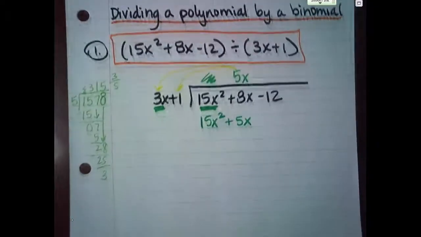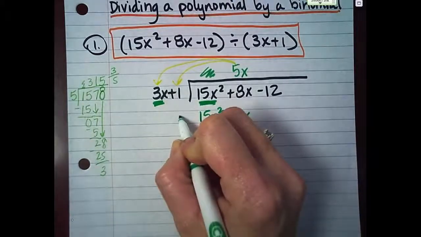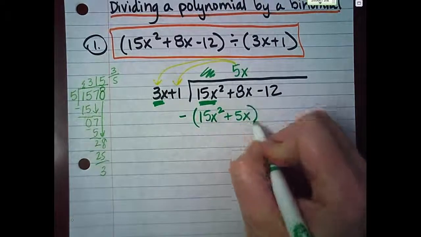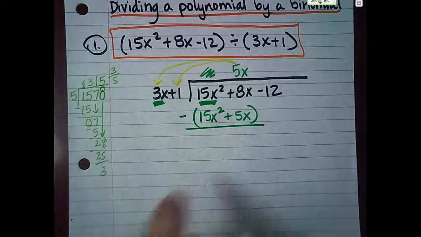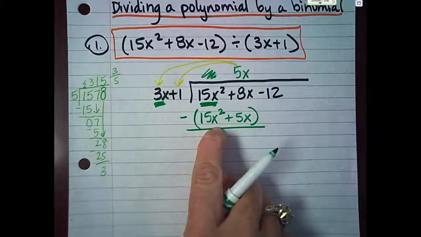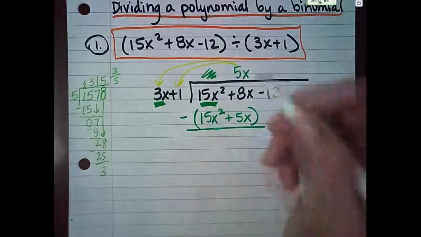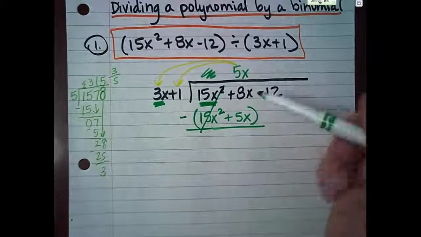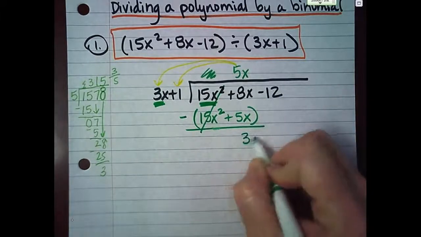What did we do next? Did we add or did we subtract? We subtracted, so watch. Put a minus and you're subtracting both. Every single time, the first term, if you did it correct, they will be exactly the same because we need them to cancel. We're whittling away at them. We want to cancel them one by one. So now 15 minus 15 is gone. Watch your signs. 8 minus 5 would be 3x.